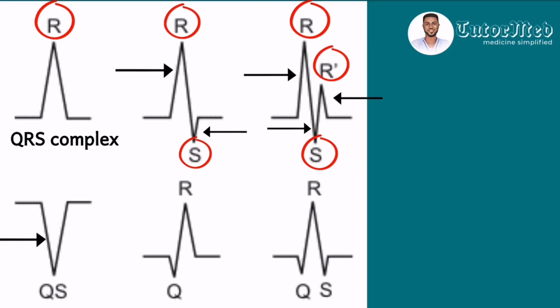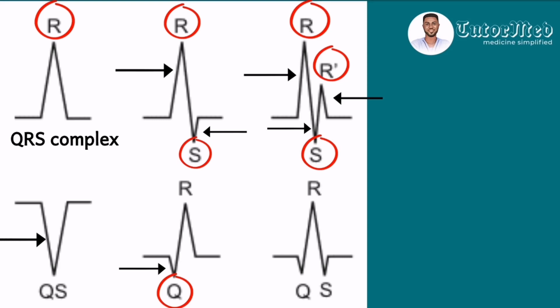Then let's look at the fifth one. The fifth one, we have the first negative deflection, and so that wave will be called a Q wave, and then after that it was followed by an R wave. So technically this is a QR complex, but conventionally it is a QRS complex.